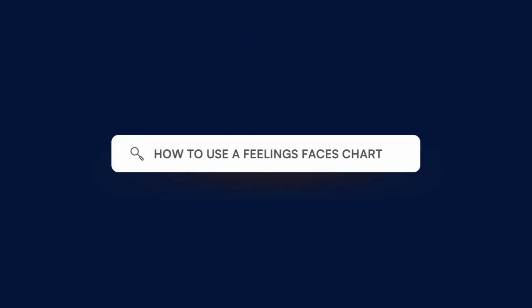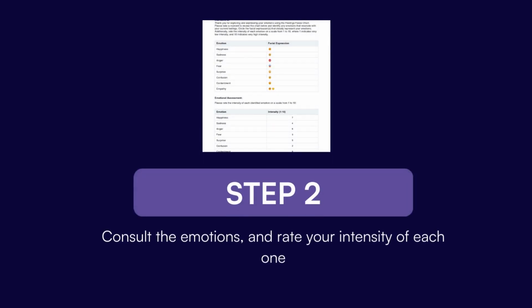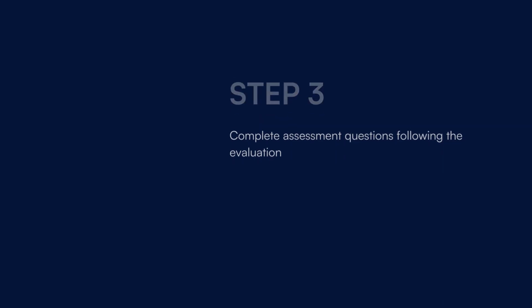How to use a Feelings Faces chart. The first step is to fill in the client information and then read the instructions carefully. After consulting the emotions chart, the client is then asked to rate the intensity of each emotion on a scale from 1 to 10. The final step is to complete the assessment questions following the evaluation.